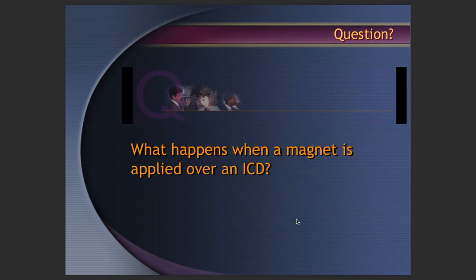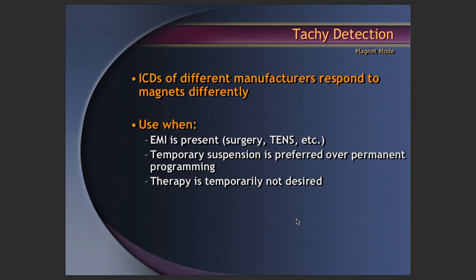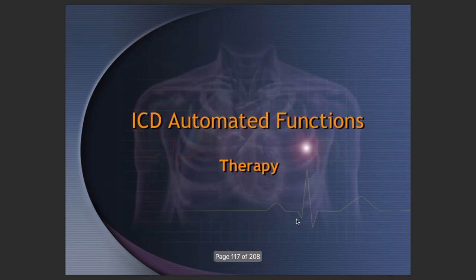Has anyone seen the application of a magnet? What tends to happen when a magnet is applied over an ICD? Different manufacturers have their own settings, so they may respond to magnets in a different way. It should ideally be used whenever surgery is being planned, or otherwise when a temporary suspension is being planned, for example, over the permanent programming. And the therapy is not guaranteed for that.